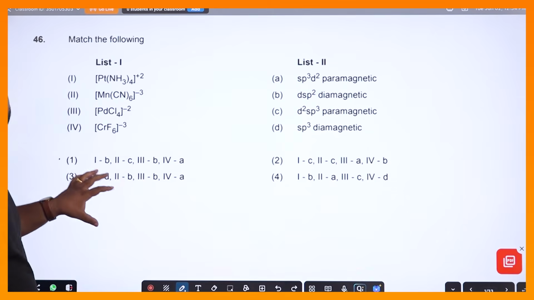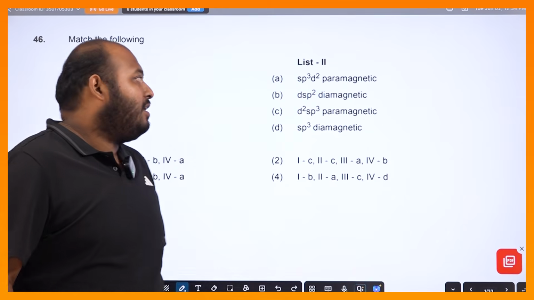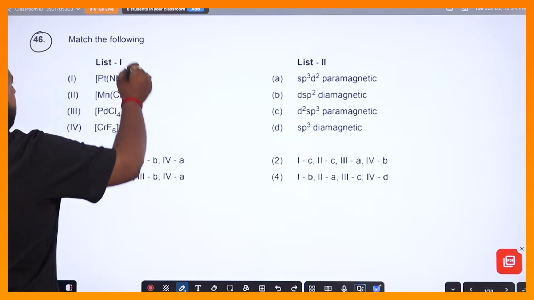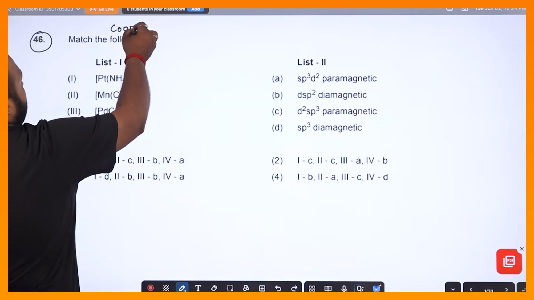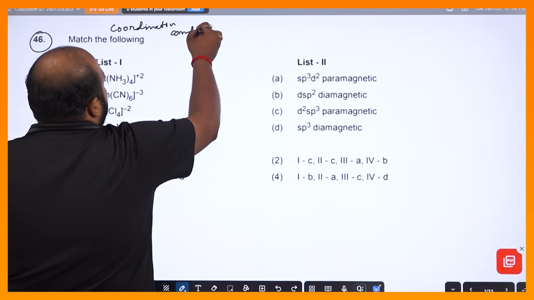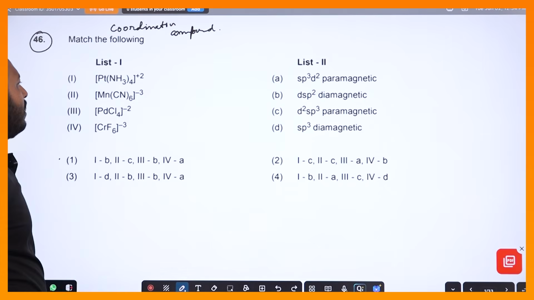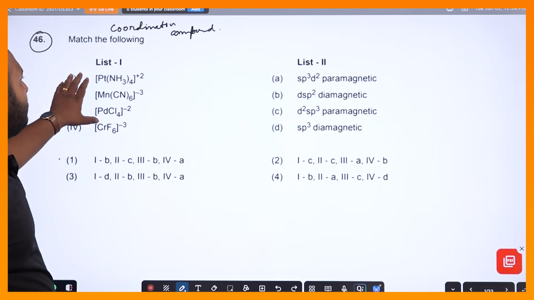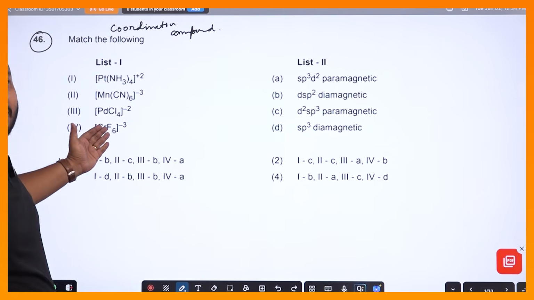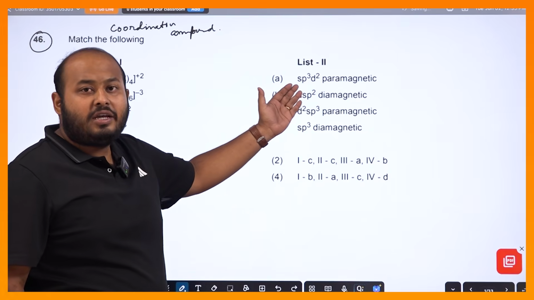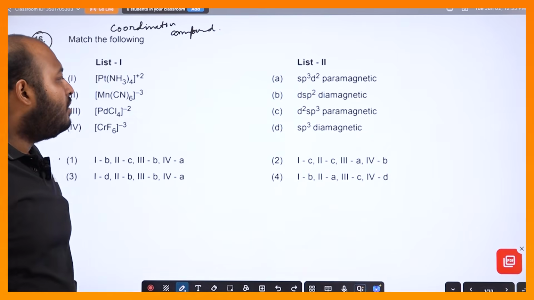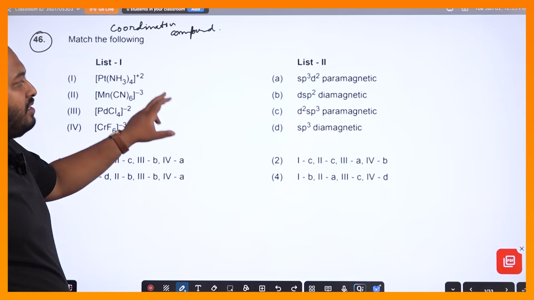So this is our question number 46, and this is a question asked from a very important chapter, that is coordination compounds. In this question, this is a list matching question. So 4 compounds are given and their corresponding hybridization and their magnetic behavior is asked here. So we have to just simply match them.